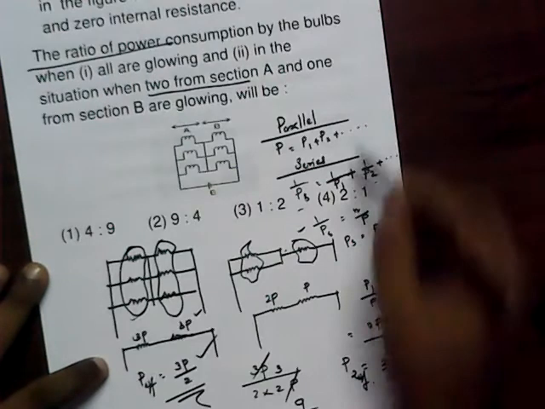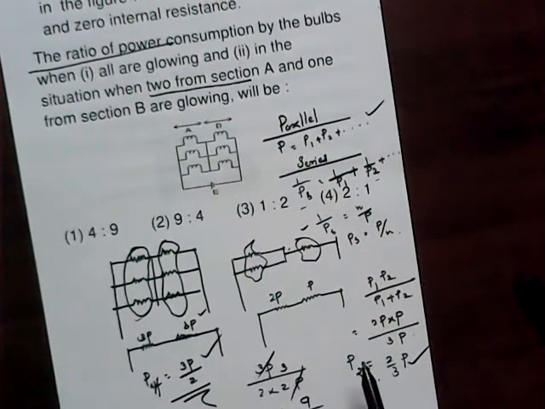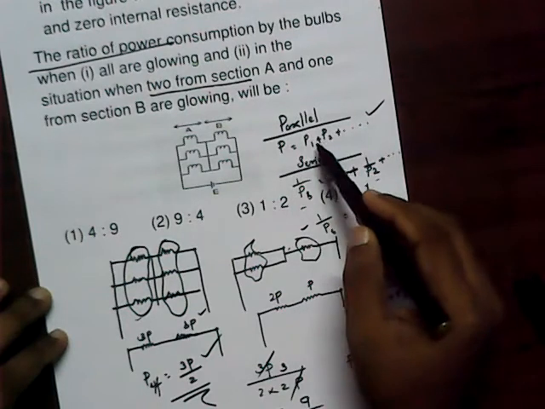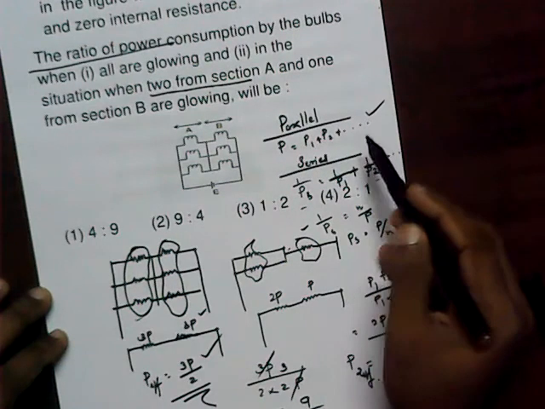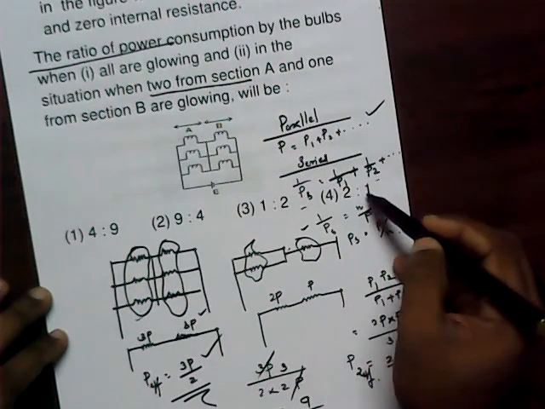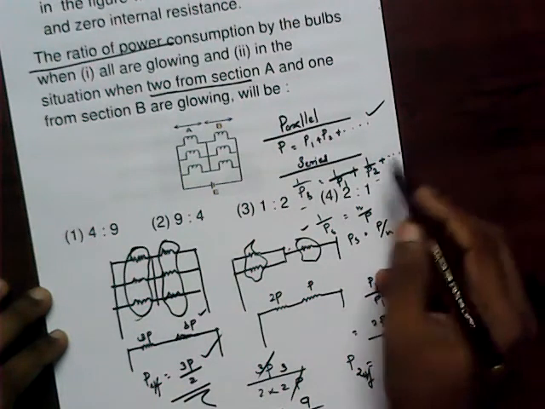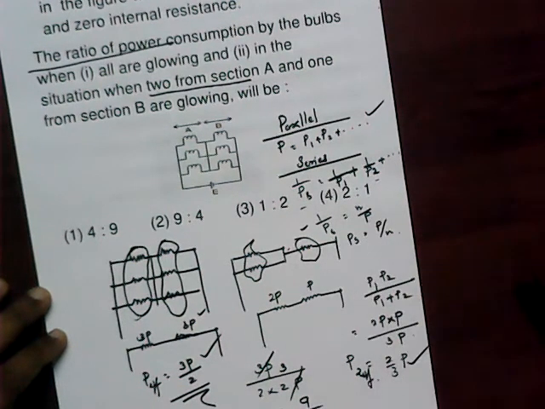So here it is a very important concept. While considering parallel, the effective power is the sum of the individual powers. But in series, we have to take 1 by P is 1 by P1 plus 1 by P2 plus so on. So the reciprocal we have to consider. So a good question.